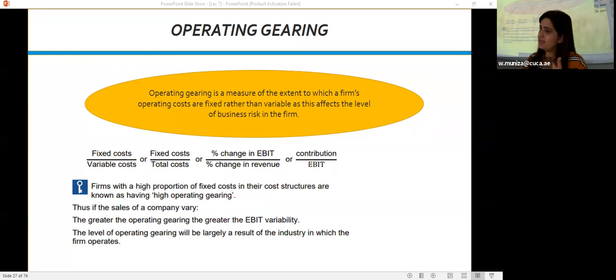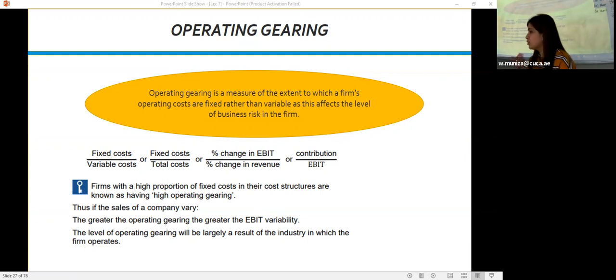If the organizations are making more and more sales revenue, even then it will be affected by the fixed cost which it is having in the organization. Or the operations are going to be decreased, even if the sales revenue is going to be decreased, the fixed costs are going to remain the same.